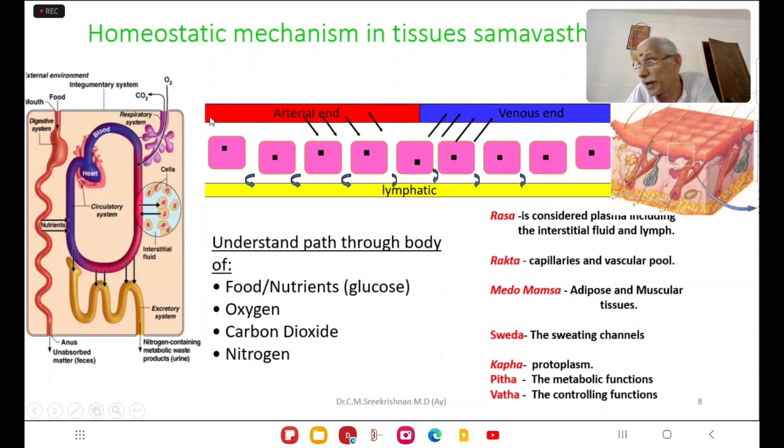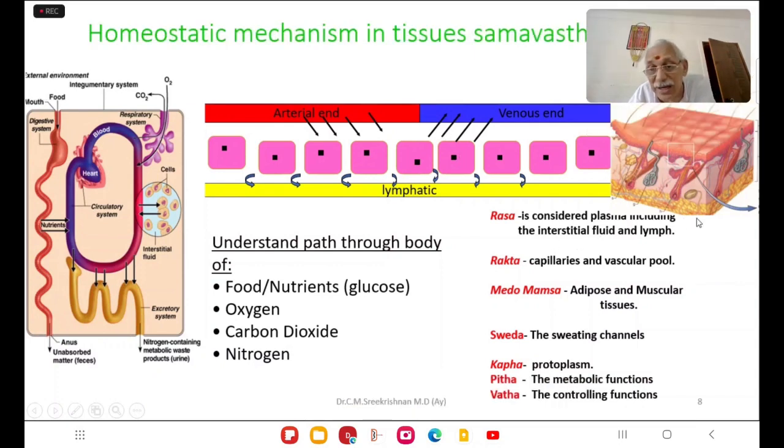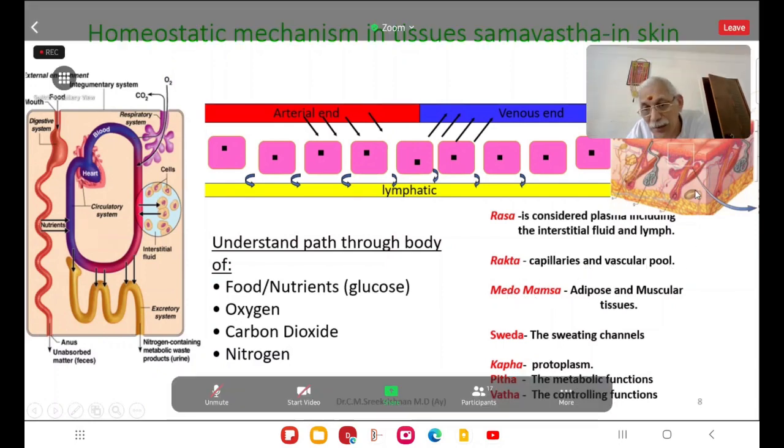by purified blood, which is called Rakta Shuddhi. When the blood is improper, due to extra accumulation of waste in the arterial blood or extra overnutrition, the nutrition status of the interstitial fluid will be changed. Here, Rasa is considered as plasma, including the interstitial fluid and lymph. Capillaries are the vascular pools of the Rakta. Mamsa, Meda, and muscle tissue: the movement of the muscular tissue also maintains the arterial flow.